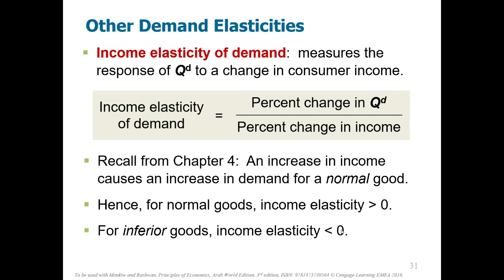Simple as that. So I'll ask you a question. The income elasticity of demand for a particular good is positive. What kind of good is it? You say normal. It is negative. What kind of good is it? You will say inferior.